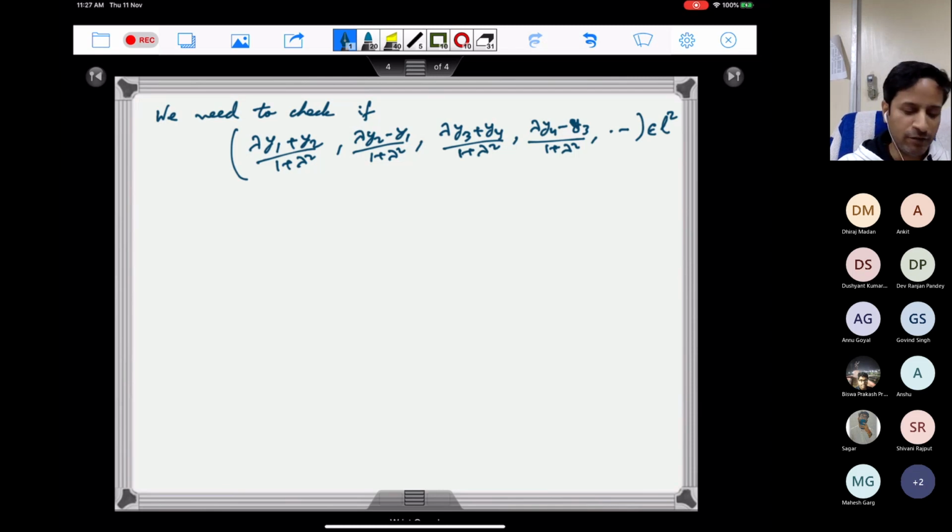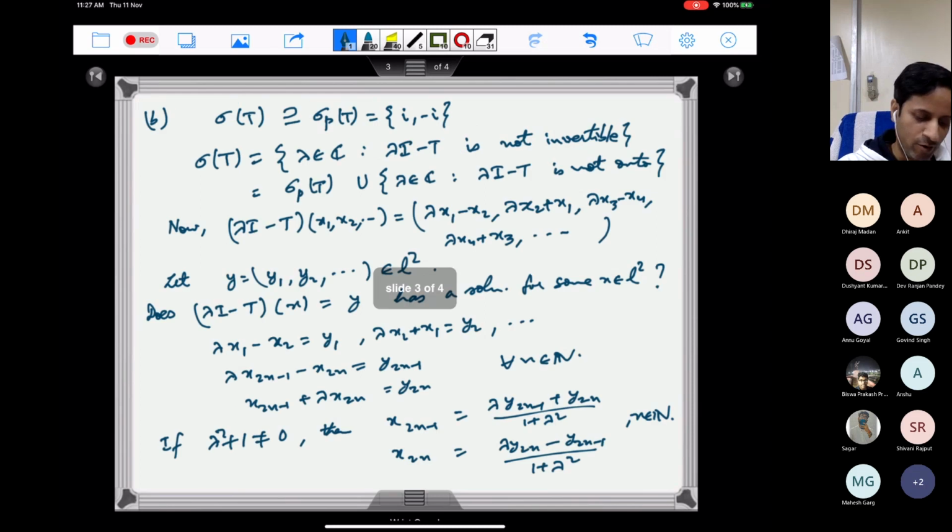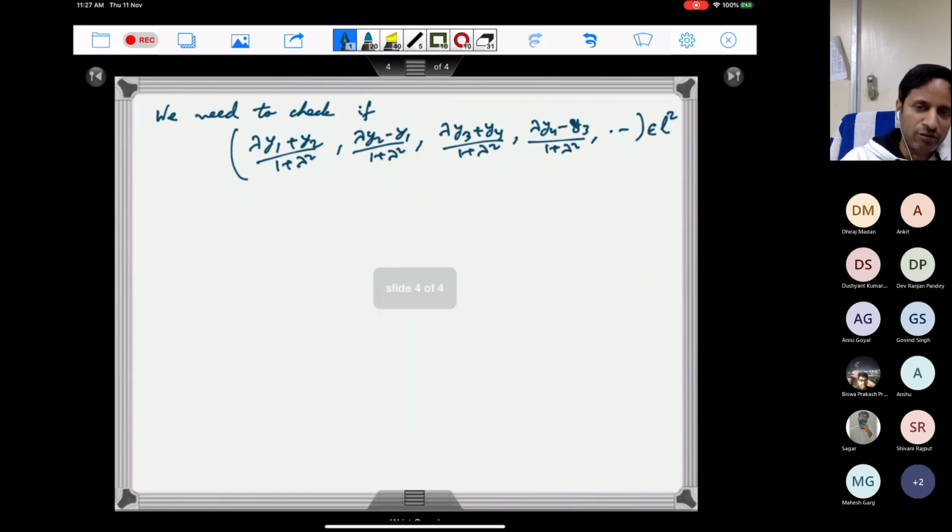y was given to be in L2, and if this belongs to L2, then only do we know that this operator lambda I minus T is onto. Otherwise, it will not be onto. That again is not difficult, but you have to know that you need to check this.